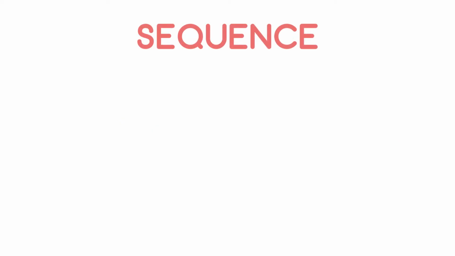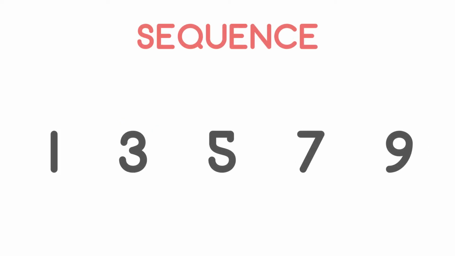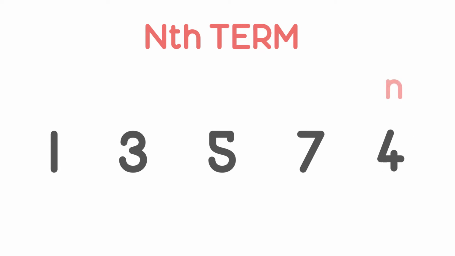A sequence is simply a list of numbers that follow a pattern or formula. A term is a number in that sequence. So for example, in the sequence showing, the first term is 1. The nth term refers to a formula that can find any term in that sequence.